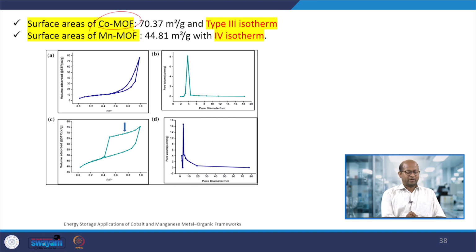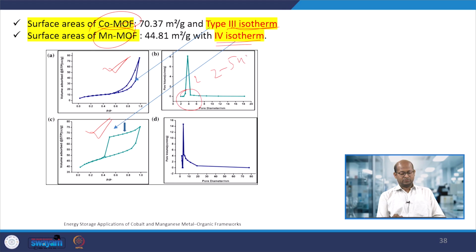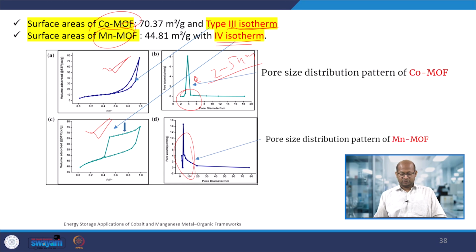Here some MOF materials were taken, cobalt MOF and manganese MOF. This one shows type 2 isotherms, this is type 4, this is type 3, and this is type 4. Even the pore size here is 2 to 6, 2 to 5 nanometers. For the cobalt MOF and manganese MOFs, the pore size is distributed within 0 to 10 or 15 nanometers. This is manganese MOF, this is cobalt MOF, so the pore sizes are also different.